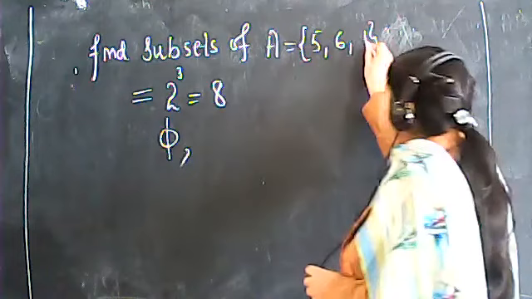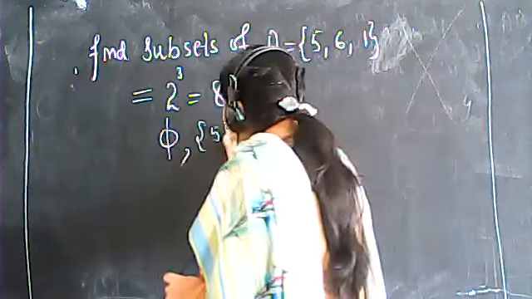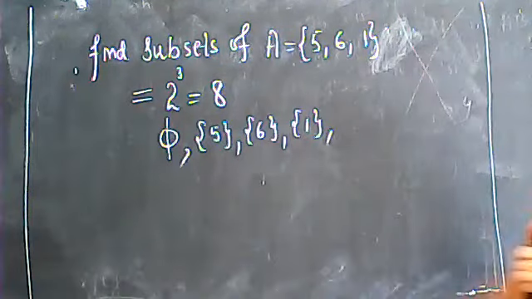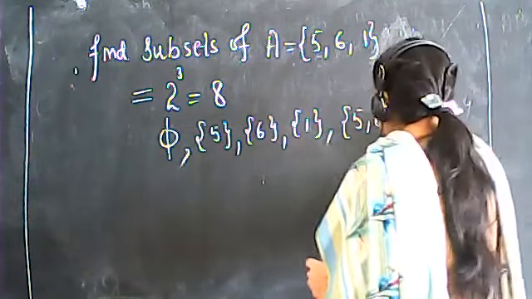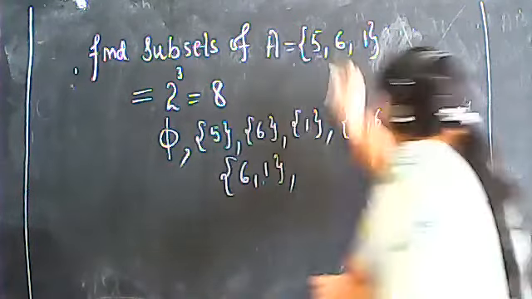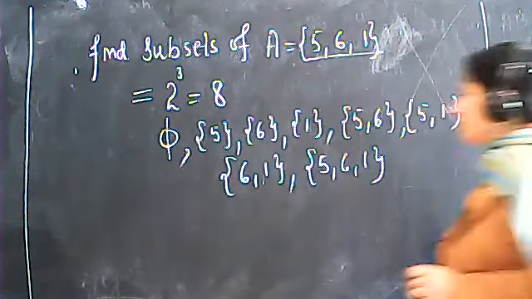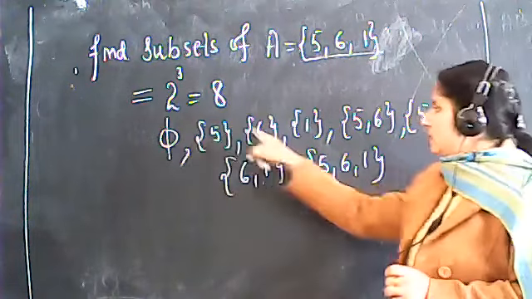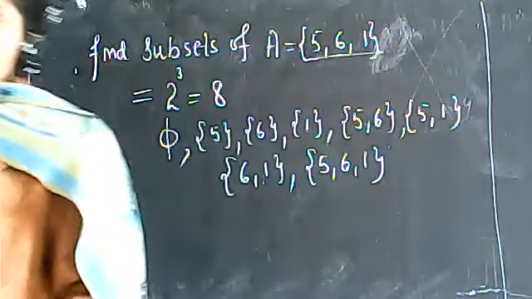Next we are going to write down all these elements as singleton sets. That is singleton set 5, singleton set 6, singleton set 1. Now we are going to write down these elements in pairs. That is 5, 6, 5, 1, 6, 1. And what is the last set? The set itself. That is 5, 6, 1. So these are the total 8 subsets of the given set. 1, 2, 3, 4, 5, 6, 7 and 8.